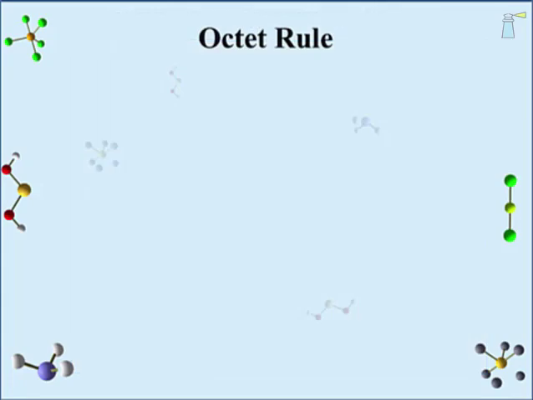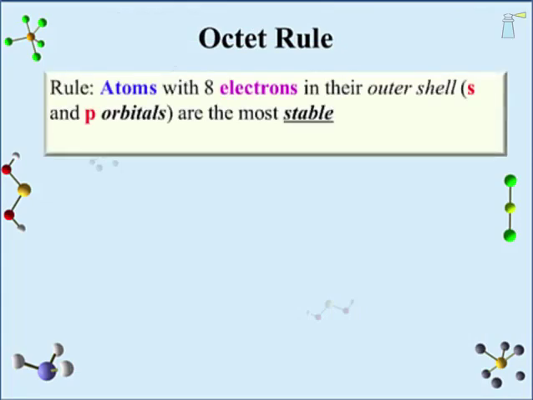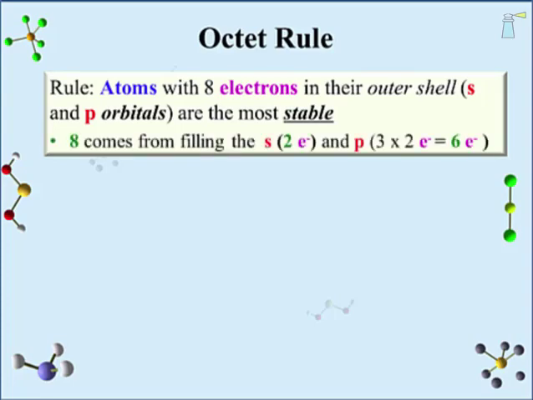It's time to bring up the other important feature that helps clarify covalent bonding. That is the Octet Rule. It says atoms with 8 electrons in their outer shell, and we're talking about s and p orbitals, are the most stable. Remember that 8 comes from filling the s orbital, 2 electrons, and the p orbitals, that's 6 electrons. A more detailed explanation of the Octet Rule is given in the Valence Electrons, Octet Rule, and Dot Structure lecture.